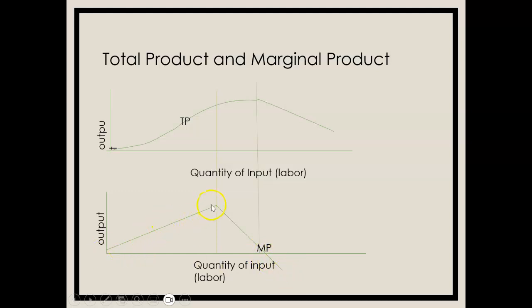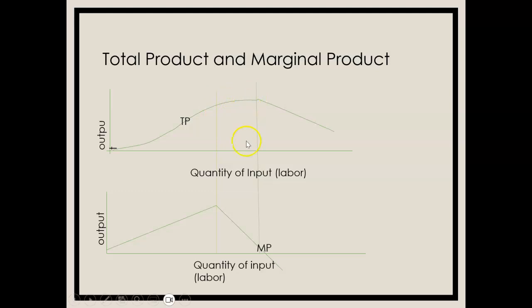Okay, so that's our marginal product curve. Here's how it relates to total product. Notice that when marginal product is increasing, total product's getting steeper. When marginal product peaks, total product starts to increase, but at a decreasing rate. And as marginal product is still positive, it's still contributing to total product, but at a lower rate.